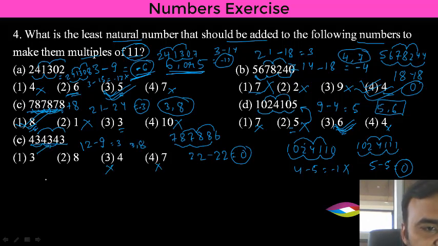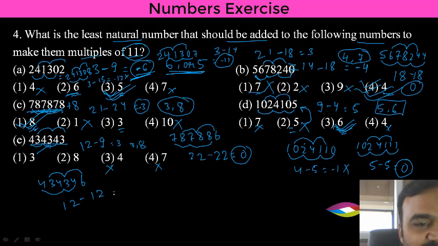If I add 3 to this, what will happen? 434346. So 4 plus 4 plus 4, that is 12. 3 plus 3 plus 6, that is 12. So 12 minus 12, that is 0. So it is divisible. So 3 has to be added. Right. So that's the answer of this question.